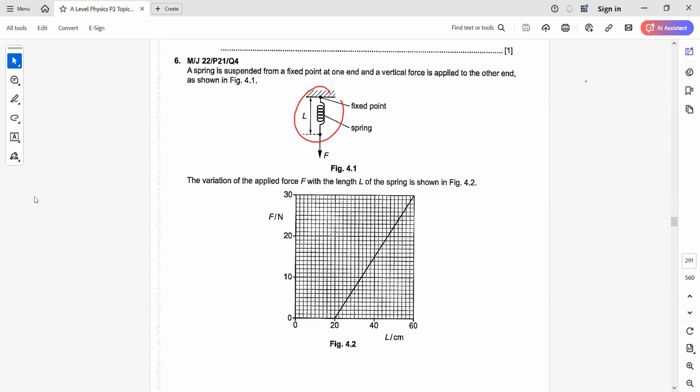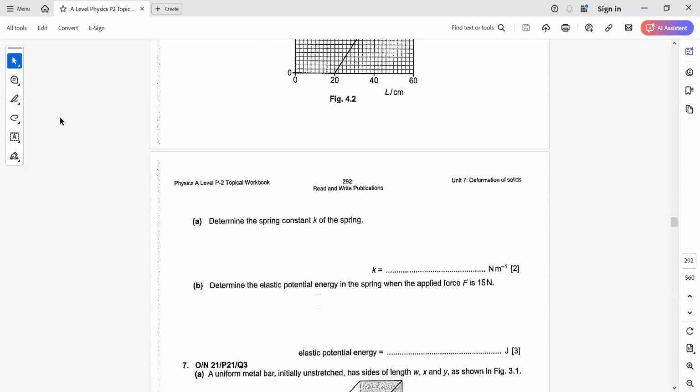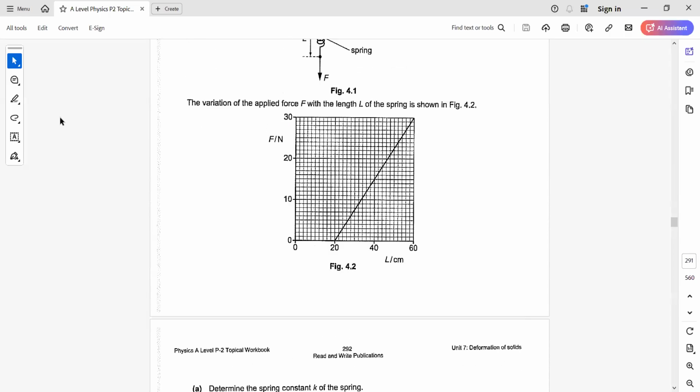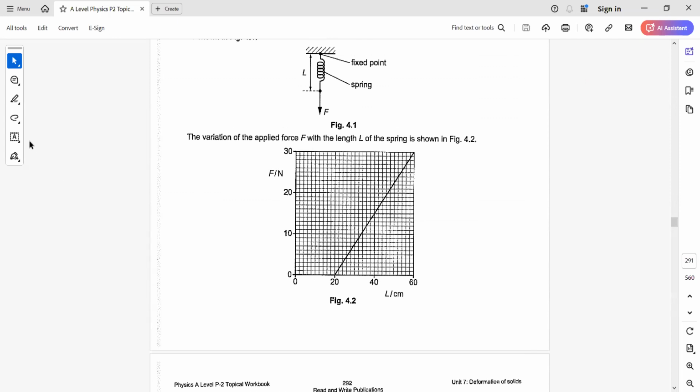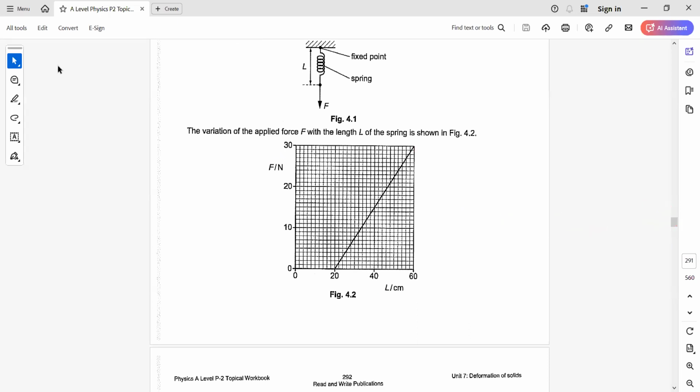Then what else? They say determine the spring constant of the spring, k. So we have basically the graph here, that's F over L. So k is going to be F over x. So force is basically, say, 30, and the change in length from 20 to 60 is going to be basically 40, right? So 0.40. So that could be 75 newton per meter. Okay, let's see what's next.